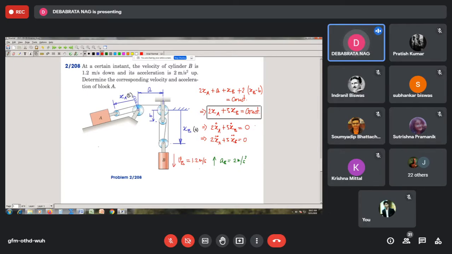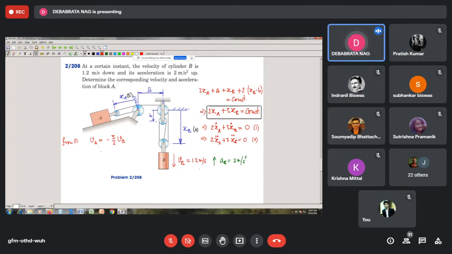We call this equation 2. So from equation 1 we can write VA equal to minus 3 by 2 into VB, correct? Now I see that VB is downward, it is given as 1.2 meter per second, and our position coordinate sense is also downward. So for us VB equals plus 1.2 meter per second.